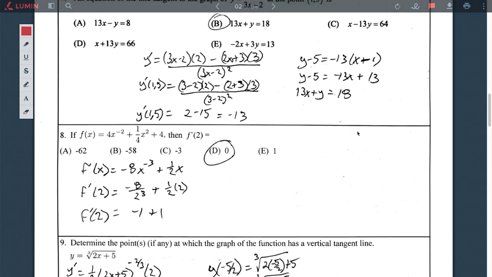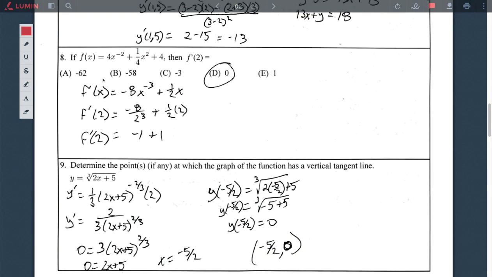We did number 7 in class. 8 is take the derivative and plug in. So negative 2 times 4 gives me negative 8. Becomes x to the negative 3. 2 times 1/4 gives me 1/2. Becomes x. Derivative of 4 is 0. I move the x to the negative 3rd down to the bottom and plug 2 in. So 2 cubed is 8. So negative 8 over 8 gives me the negative 1. 1/2 times 2 gives me 1. Negative 1 plus 1 gives me the 0.